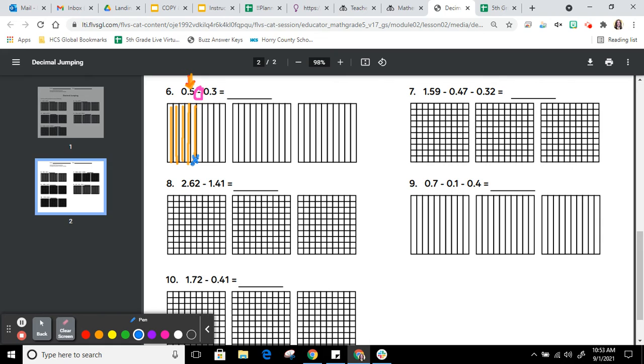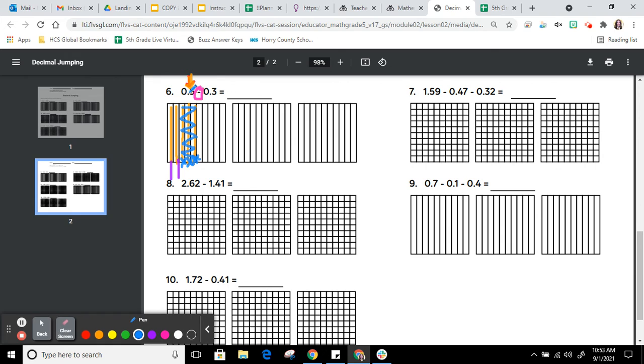So there's 1/10 taken away, 2/10 taken away, and 3/10 taken away. How many do I have left over? 1, 2. There are 2/10 left over. These right here were taken away. These 3/10 were taken away, and we have 2/10 left over.